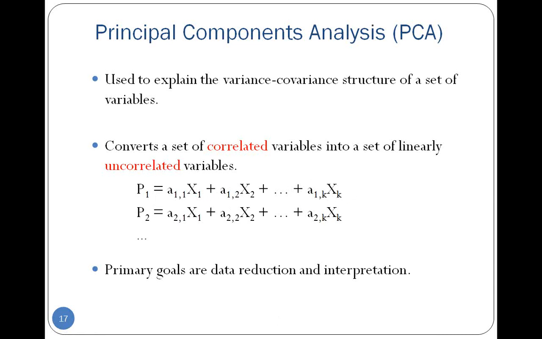And often it turns out that if you look at the first several principal components, which are themselves uncorrelated, you can capture most of the variability in a larger set of variables using a small number of principal components. The primary goal of doing a principal component analysis is typically reducing the dimensionality of the problem, which makes it easier to plot things and interpret, for example, what's going on.